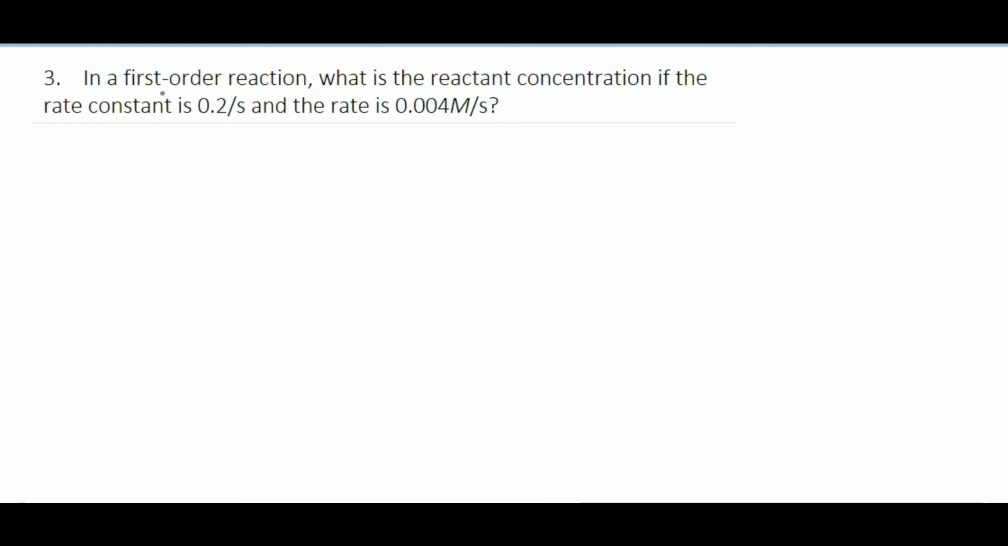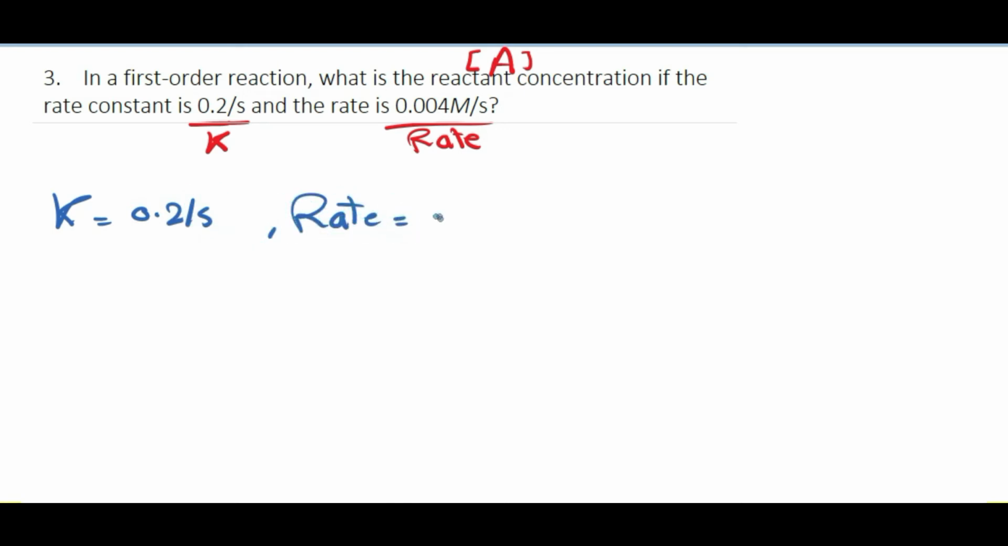The third problem here, he asks you about what is the reactant concentration. So he asks you about A. Okay, so A will be unknown. If the rate constant K equals 0.2 per second and the rate equals 0.004 molarity per second. The first step, you write the given. The given will be K equals 0.2 per second, and the rate equals 0.004 molarity per second, and he will ask you about the concentration of reactant.